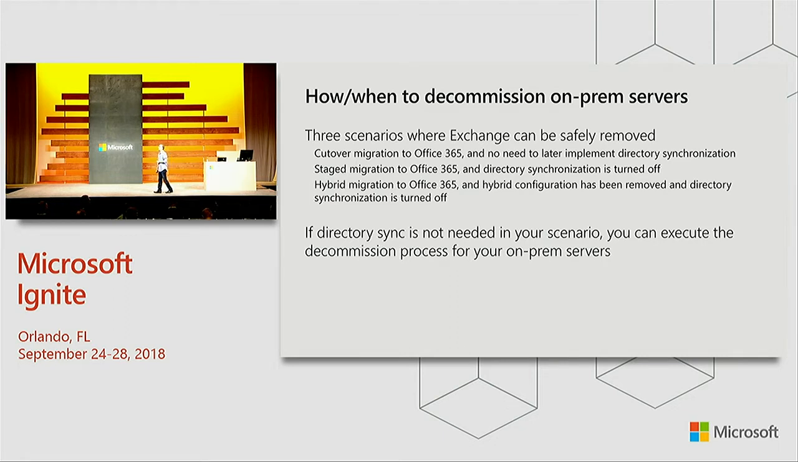So there's three scenarios where you can safely remove Exchange servers after you've migrated everything to the cloud. The first scenario is you've done the short, quick cutover migration. You don't need directory synchronization after that, so you can go ahead and decommission your on-premises servers, get rid of DirSync, and you're done. A stage migration where you don't need DirSync anymore, that's another reason you can decommission them. And then hybrid, once the hybrid configuration has been removed, and then you don't need DirSync anymore. If all of those scenarios are true for you, you can go ahead and execute the decommission process for your on-prem servers.